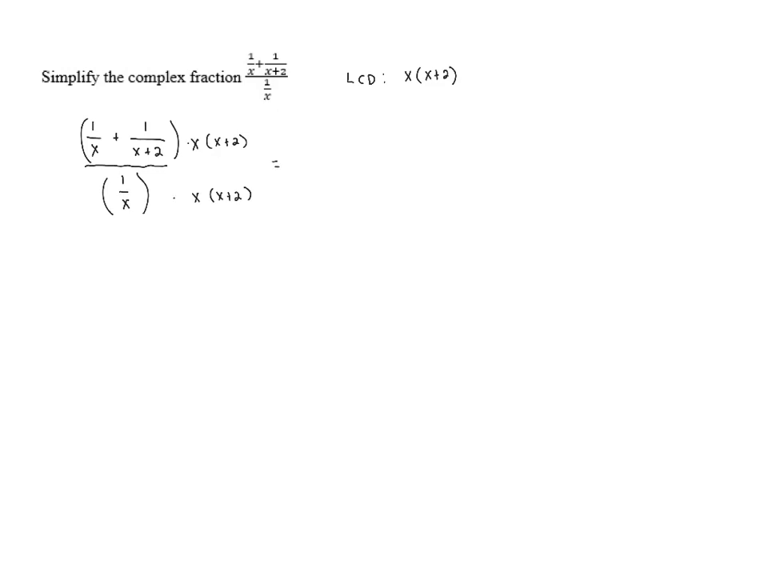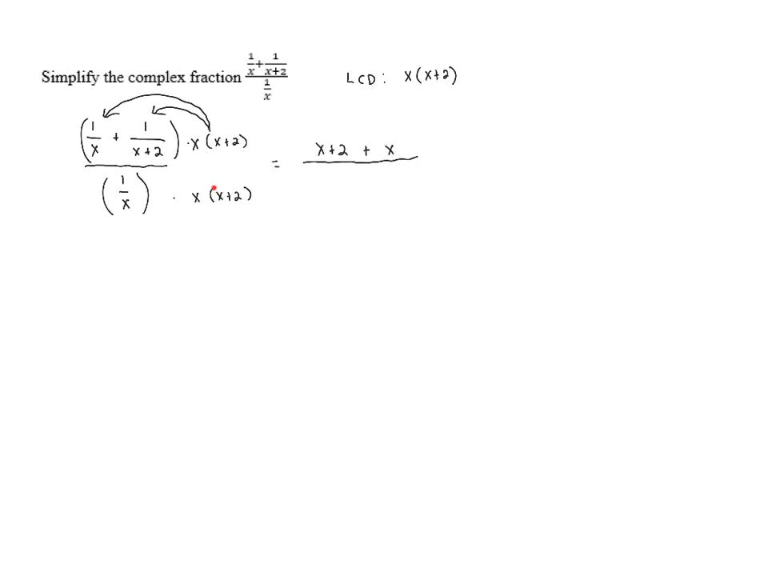All right, in the top, we're going to have to distribute this to each of the two fractions inside. When we multiply into the first fraction, we can see that the x in the denominator cancels with the x that we're multiplying by, and then we'll just have 1 times (x plus 2), which is x plus 2. Then we have plus in between these, and then we distribute to the second fraction. Here, the x plus 2's cancel, and we're left with 1 times x, which is just x.